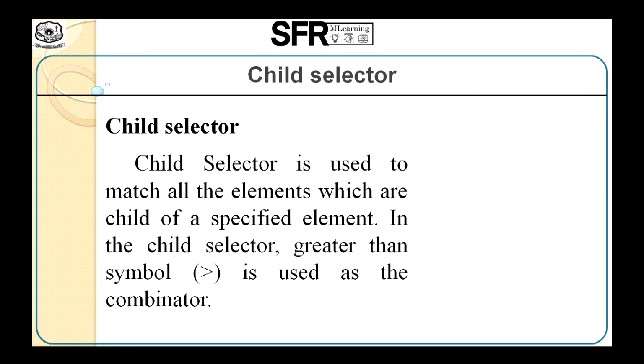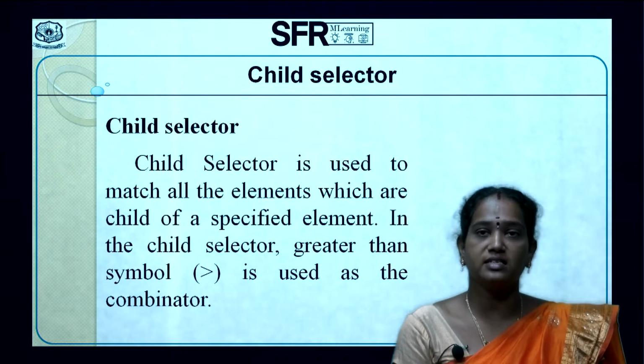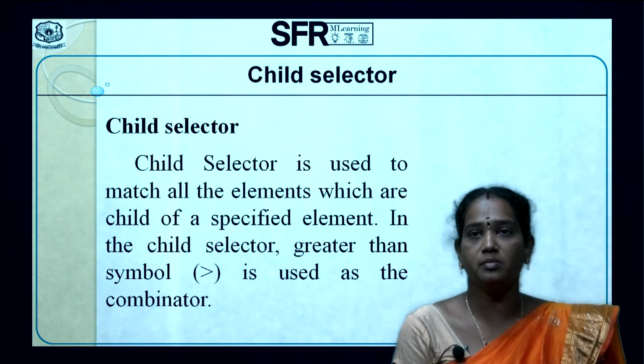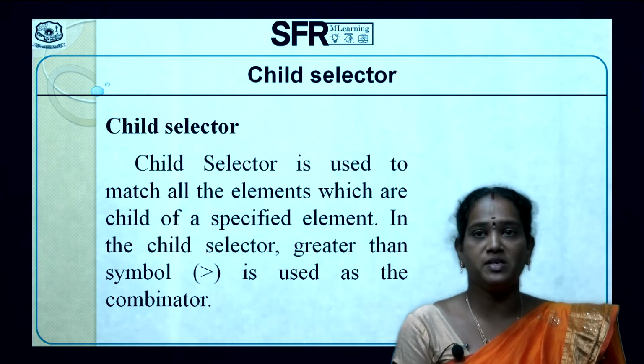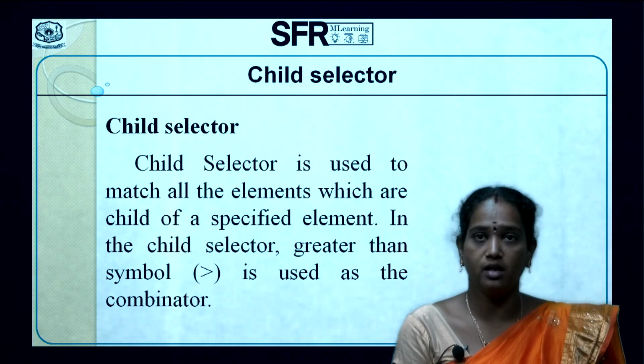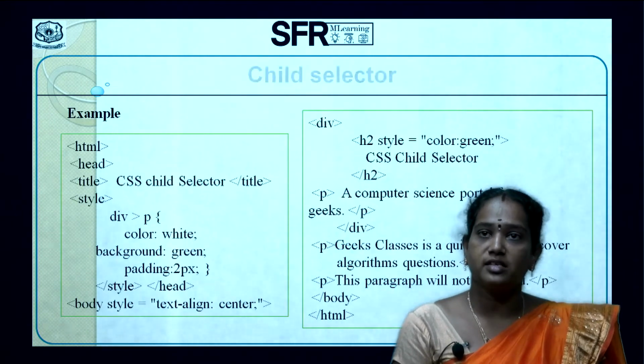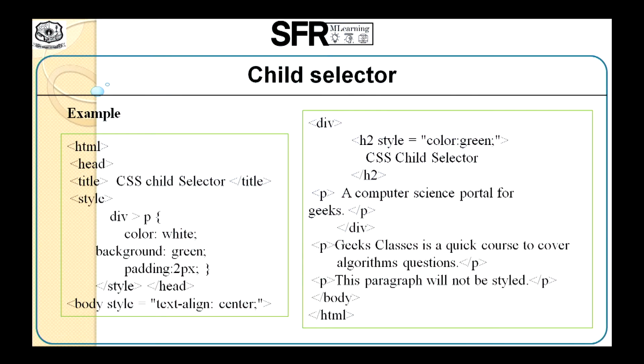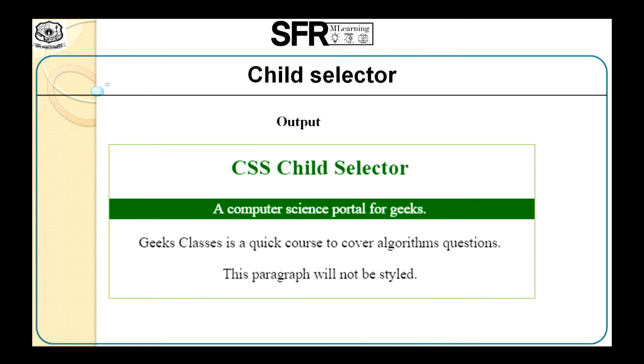The next one, the child selector. The child selector is mainly used to match all the elements which are children of a specified element. In the child selector, we have to use the greater than symbol as a combinator. Here is the example for the child selector, and here is the output. The green background is applied as a style effect in the child selector.